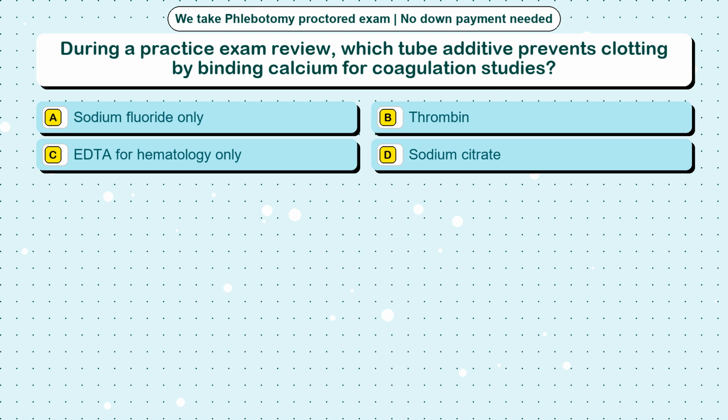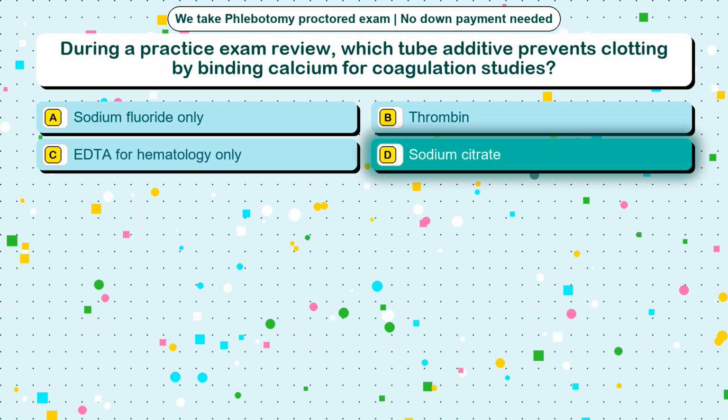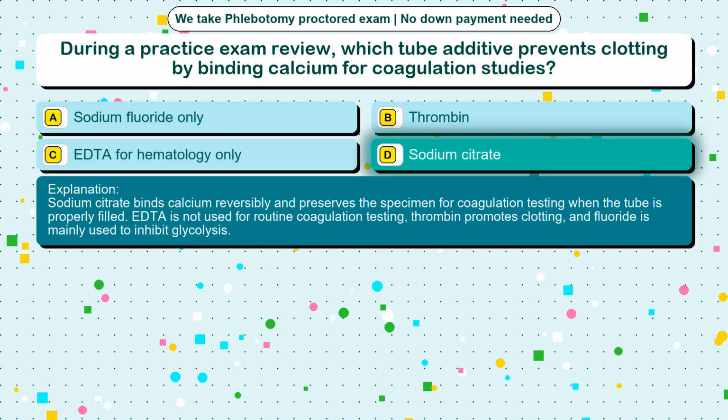Option B, thrombin. Option C, EDTA for hematology only. Option D, sodium citrate. The correct answer is option D, sodium citrate. Sodium citrate binds calcium reversibly and preserves the specimen for coagulation testing when the tube is properly filled. EDTA is not used for routine coagulation testing. Thrombin promotes clotting, and fluoride is mainly used to inhibit glycolysis.